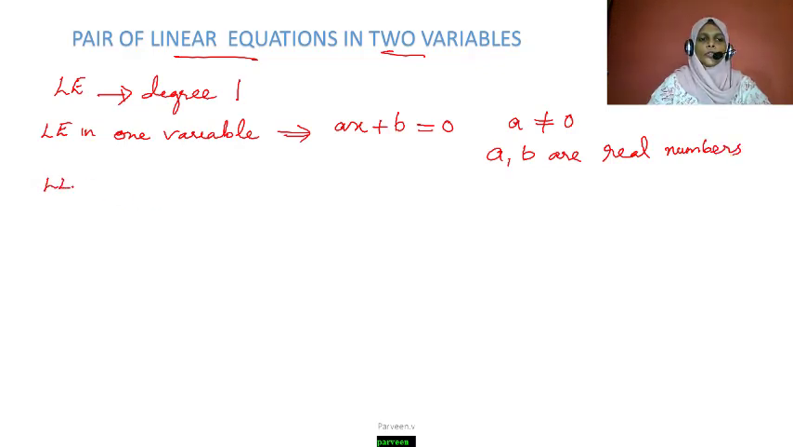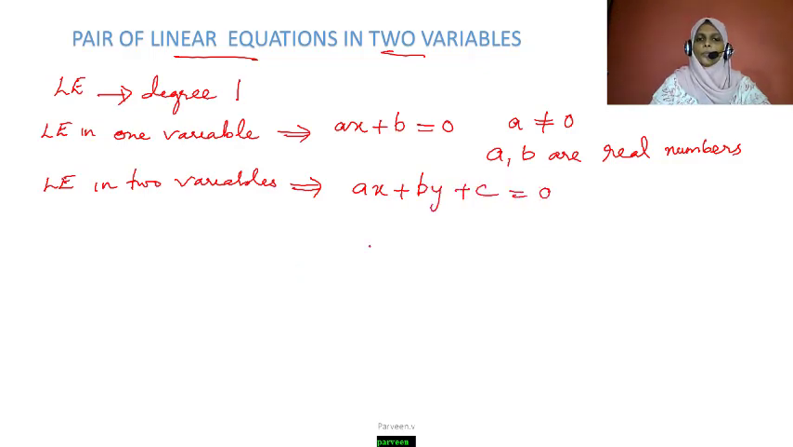Now, linear equations in two variables are expressed in the form ax plus by plus c is equal to 0. Here also, both a and b should not be 0. So a and b are not 0, and a, b, c are real numbers.